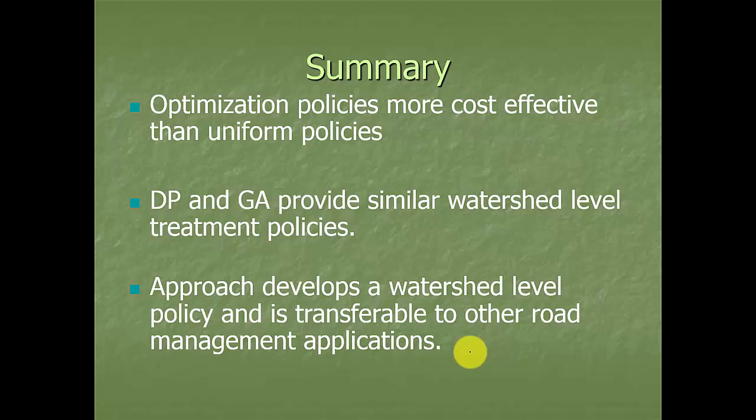So what we were able to show is that optimization policies were more cost effective than a uniform policy, which were the policies we were more likely to see used. But the dynamic program and the genetic algorithm actually had very similar treatment policies, particularly with the amount of sediment saved versus the amount of money spent. But we did see that the genetic algorithm policies had more variability. And what was pretty cool and key about this was it was a watershed approach to thinking about how to remove sediment input as opposed to a road approach. And so that was a fun thing to point out at the time.